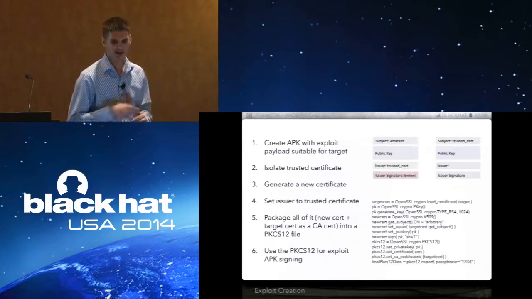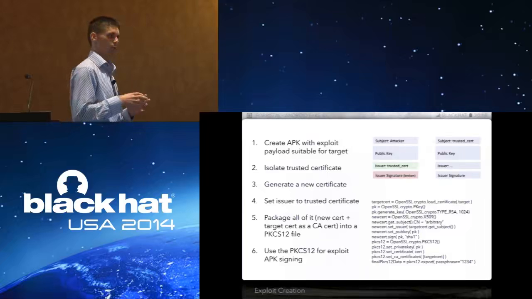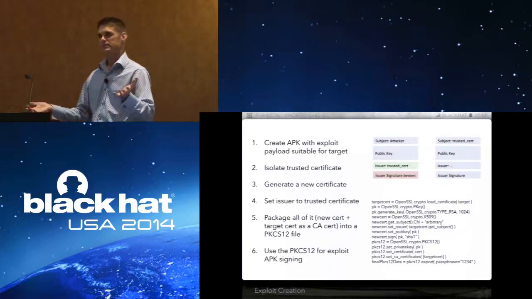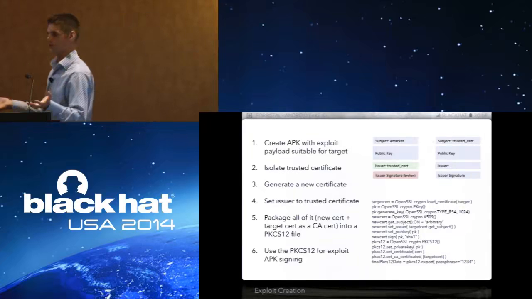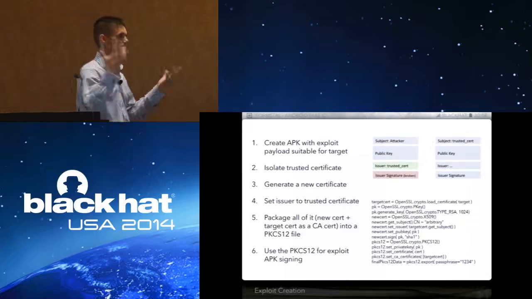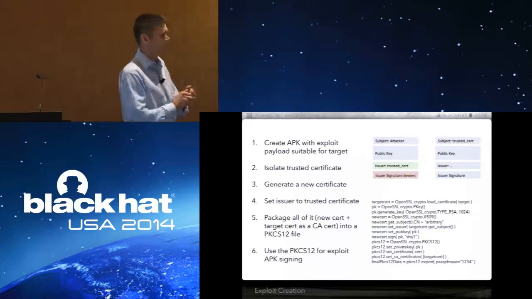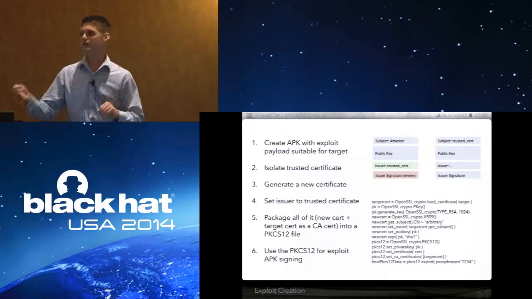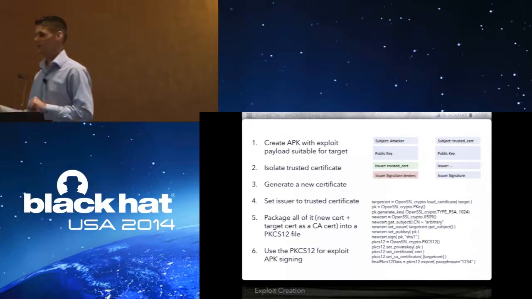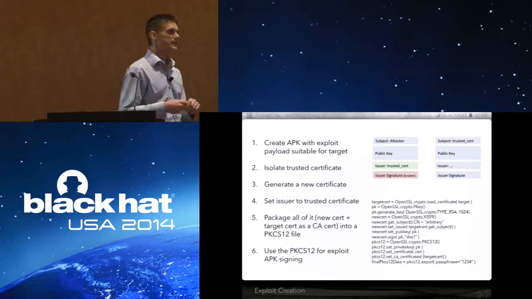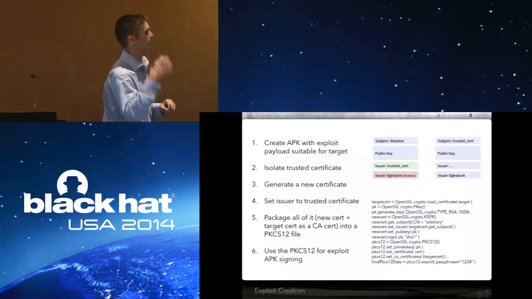So how does an attacker actually build an exploit with this? They're going to create an app that has evil code to do their evil thing, whatever evil is for their personal motives: steal money, steal pics, whatever. They're going to isolate that trusted certificate. So which vector do they want to use? And pick a certificate related to that vector, that trusted certificate. Then they're going to go through that process that I visually depicted.